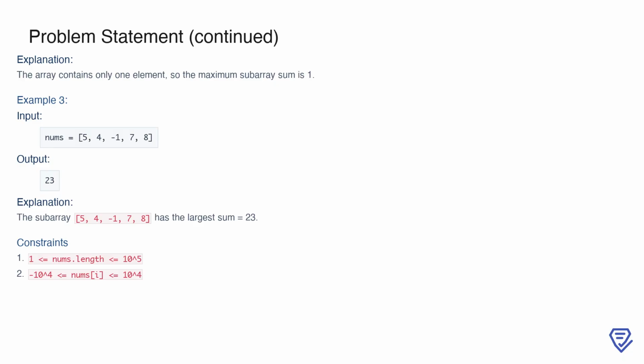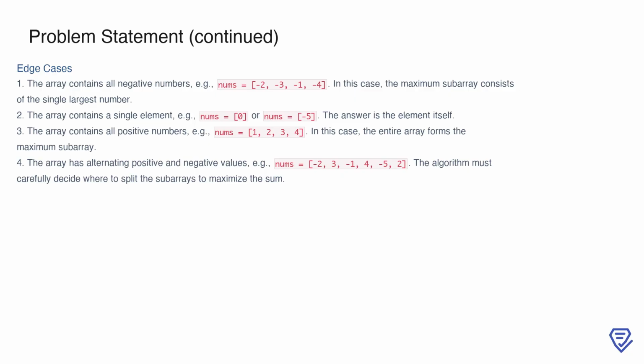Additionally, we must consider the constraints. The length of the array is between 1 and 100,000, and each element in the array lies between -10,000 and 10,000. These constraints emphasize the importance of creating an efficient algorithm to handle large input sizes. Finally, let's discuss some edge cases that we need to be mindful of.